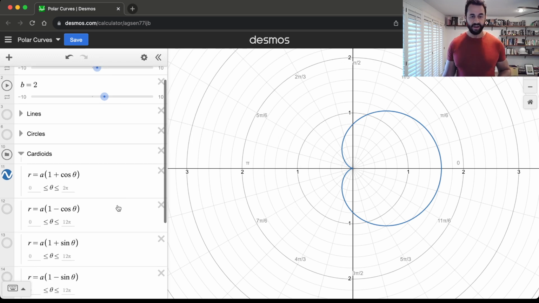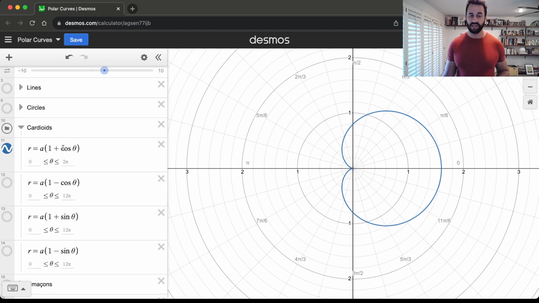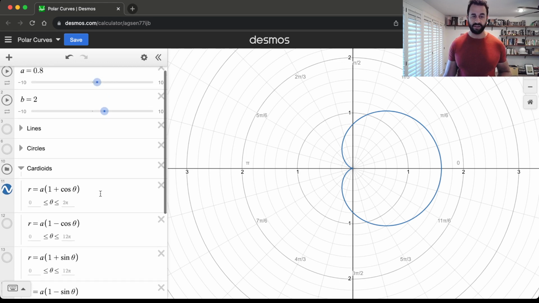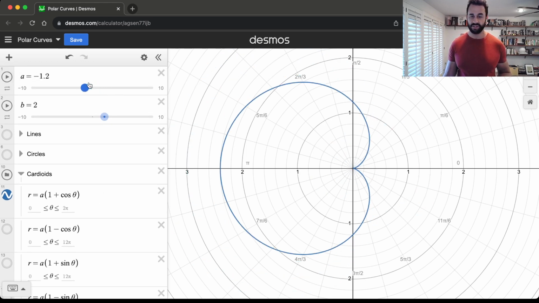That's the idea. You can take a look at the structure of the equations here. Cosine means you're going to have a horizontal cardioid. Sine means you'll have a vertical one. Just like before, if a is negative, then it switches like so.